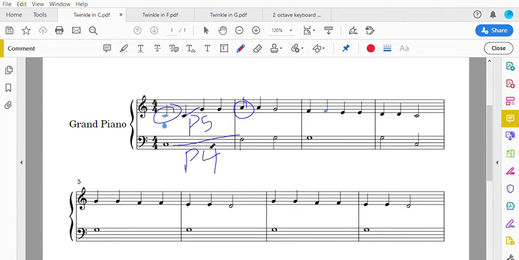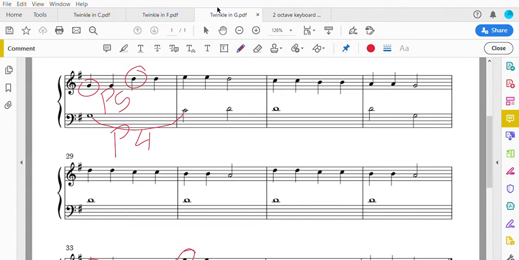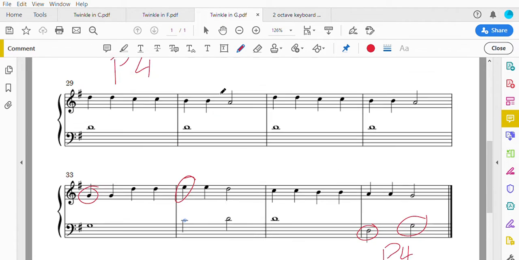In C, the bass clef first interval is a perfect fourth. In the key of F, we have a perfect fourth in the bass line first interval as well. And in G, we once again have a perfect fourth between the two first notes in our bass line. So all of these 3 things are the same. We have perfect fourths in all cases.